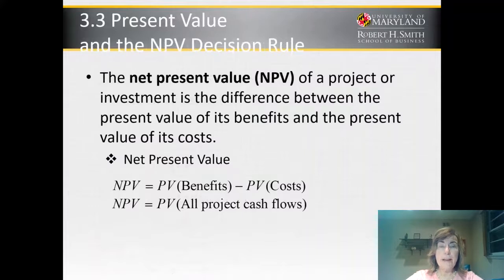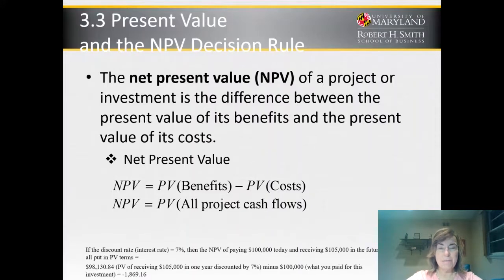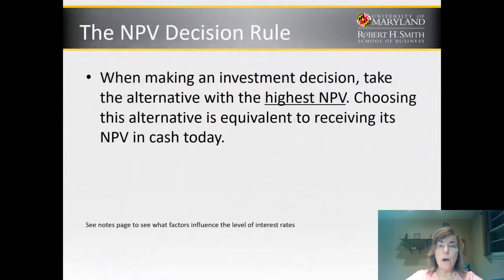Now, I mentioned net present value before. The net present value of a project or an investment is the difference between the present value of its benefits and the present value of its cost. Net present value is equal to the present value of all the project's cash flows. When we make an investment decision and we have alternatives, what we call mutually exclusive projects, we want to choose the alternative with the highest net present value.